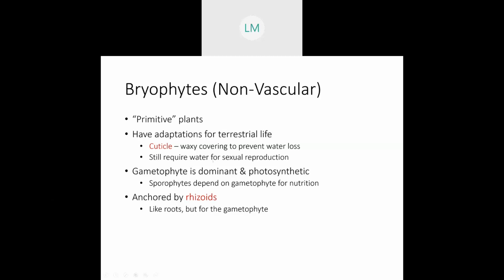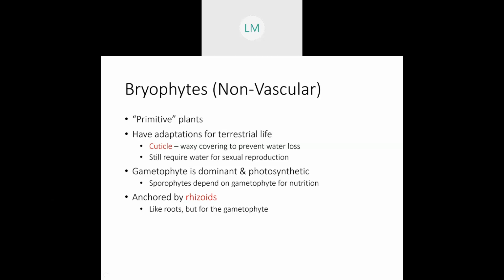And in this group, we have the gametophyte. So this haploid structure, this multicelled haploid structure is dominant and photosynthetic, right? It can make its own food. And then the sporophytes, our multicellular diploid structure, is going to depend on this gametophyte for nutrition. So our gametophyte is dominant, our sporophyte depends on it for nutrition.